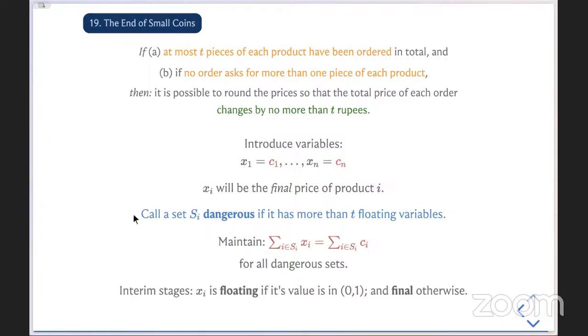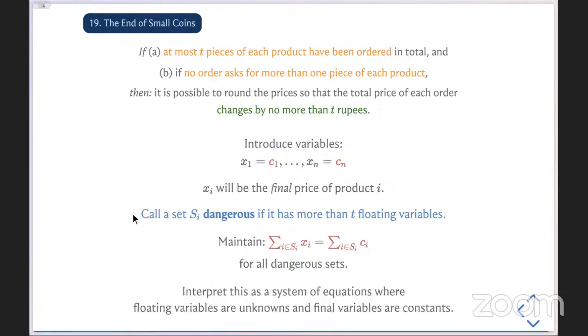Okay, awesome. Now we are going to interpret this collection of equations that we have written for all the dangerous sets as a system of linear equations. If an xi is finalized, we just substitute its value. If an xi is 0, we forget about it. If it is 1, we add a 1. Those are going to be constants. If they're floating, we write them down as variables. And on the right-hand side, we have the total value of the order. So this is a system of linear equations.